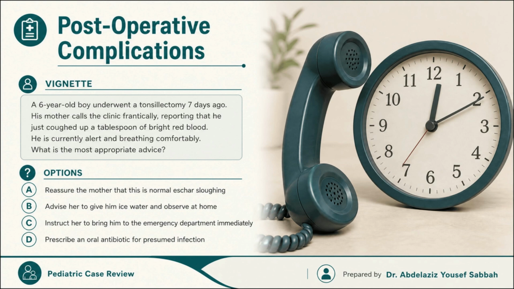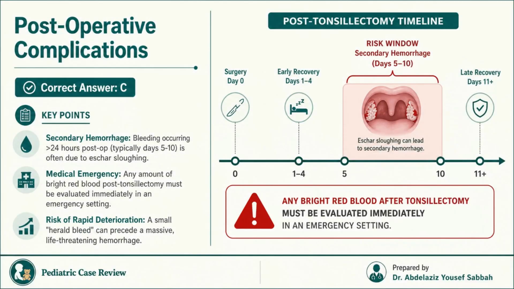A. Reassure the mother. B. Advise ice water and observation. C. Instruct her to bring him to the emergency department immediately. Or D. Prescribe an oral antibiotic. How do we handle post-tonsillectomy bleeding? The correct answer is C. Instruct her to bring him to the emergency department immediately.